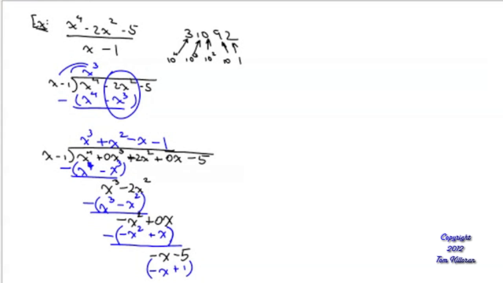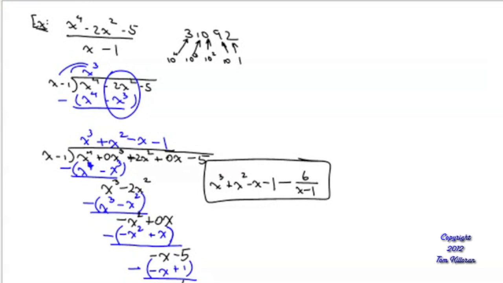Subtract the whole thing, and we get a remainder of... Change the signs. That's really a negative 1. Negative 1 plus negative 5 is negative 6. So my final answer is x cubed plus x squared minus x minus 1, minus 6 over x minus 1.